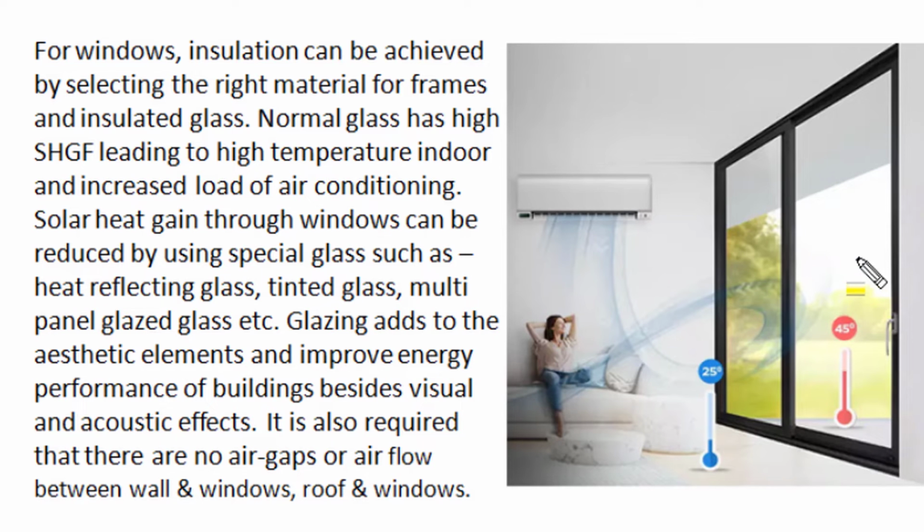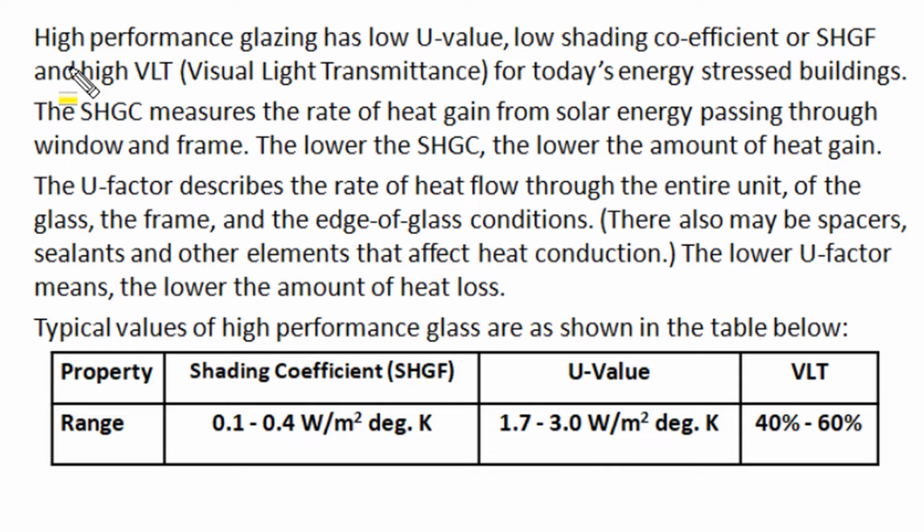These glazings not only add aesthetic element to fenestration, they improve energy performance of building and they also produce better visual and acoustic effects. When we install fenestration, it is also required that there should not be any air gap or airflow between walls and window or window and roof. High performance glazing in modern fenestration has low U value, low shading coefficient or low value of solar heat gain factor, and they also have high VLT, visible light transmittance, and this will reduce energy consumption and improve energy efficiency of today's energy stressed building, where building takes a lot of energy to maintain comfortable internal environment for building operation.